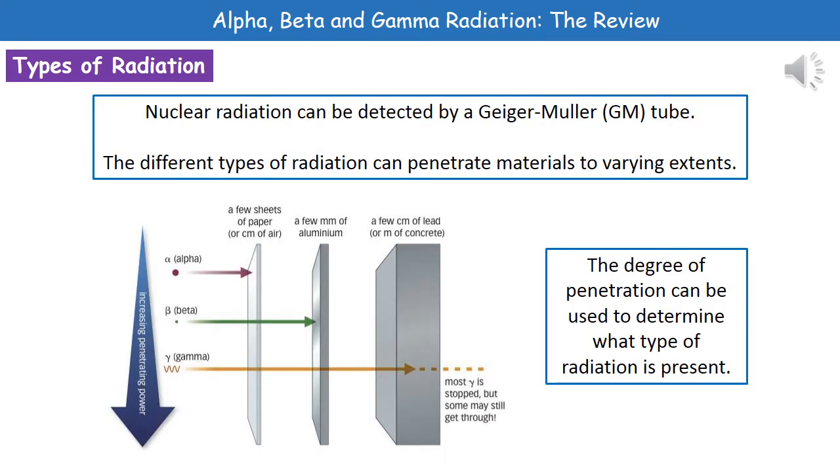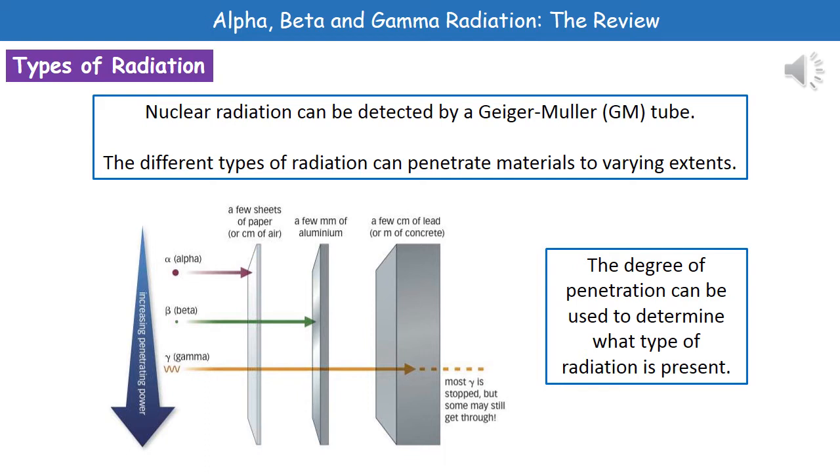Now we can actually use this bit of equipment called a Geiger-Müller or GM tube to detect any form of nuclear radiation. Now what we find is that when we use our GM tube and we set up experiments using different objects to see what can pass through it, then the different types of radiation can penetrate materials to varying extents. So that diagram that I've given you is important to remember.